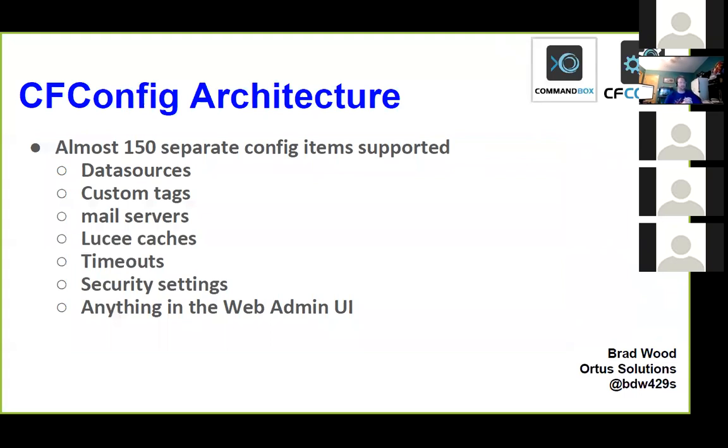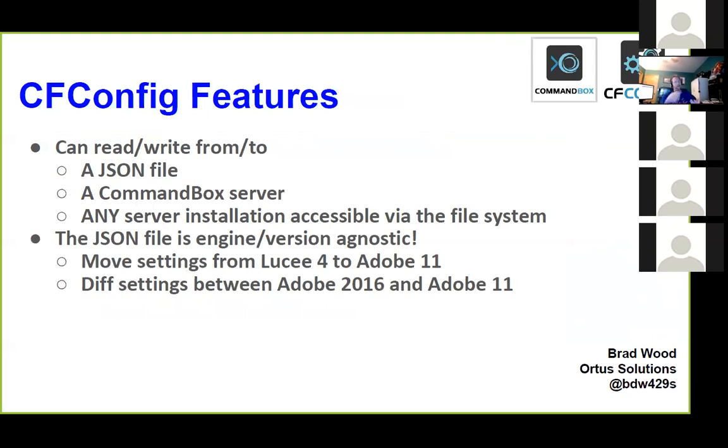And by separate configuration item, I basically mean every little individual checkbox and text box in the ColdFusion web-based administrator. Every little thing you can tick or select or type into has an equivalent setting in CFconfig. So this includes data sources, custom tags, mail servers, caches, request timeouts, security settings, kind of anything in the UI. And of course, a single data source has like 40 different fields that can be associated with it. There's a lot of stuff, especially in Adobe ColdFusion.